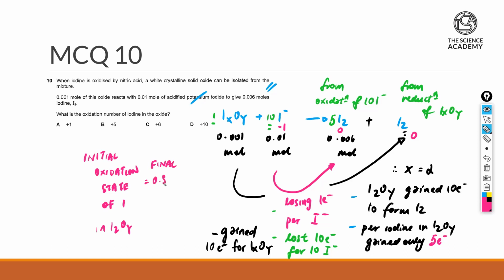So since it gained, we need to actually get it to lose it, minus 5 electrons, each of it being -1. The final oxidation state is 0 in I2. So minus 5 times -1 is the same as a +5. This gives us a value of +5. So in this case here, the correct answer for this question here is B, which is that of a +5.